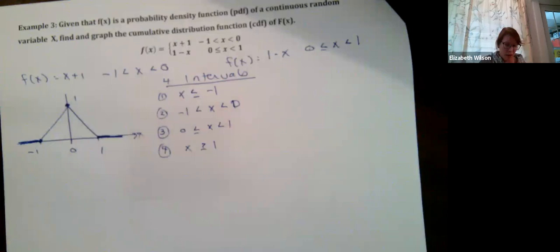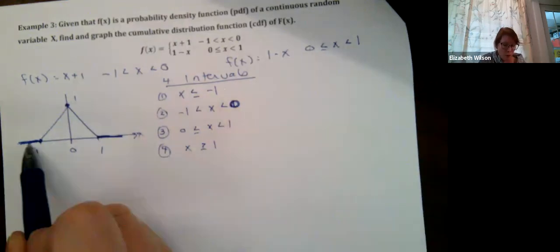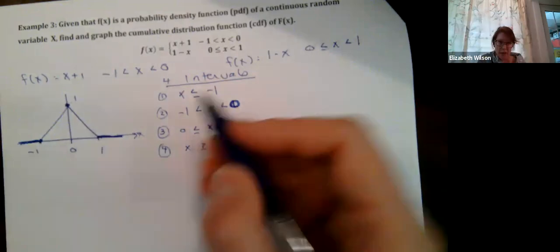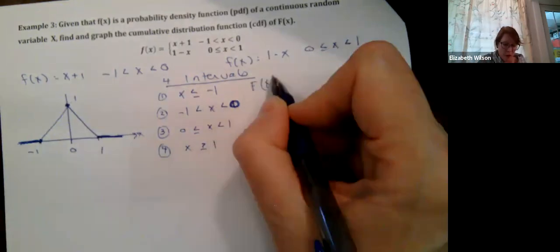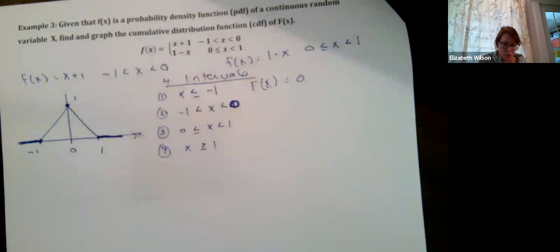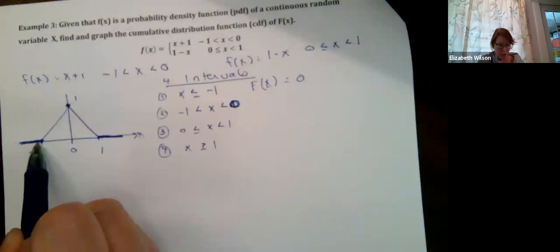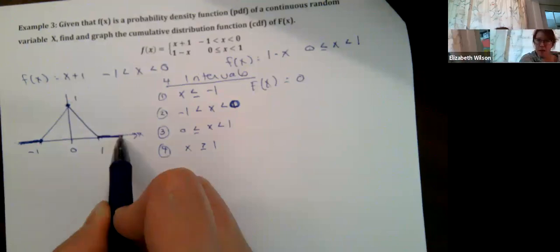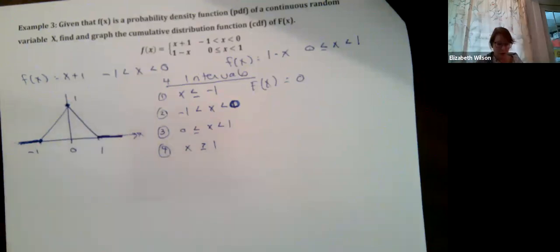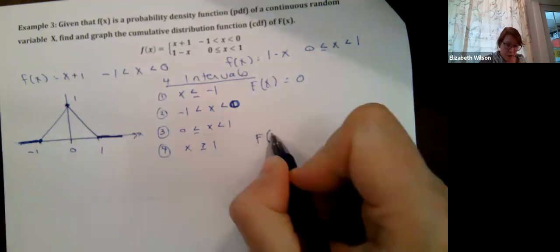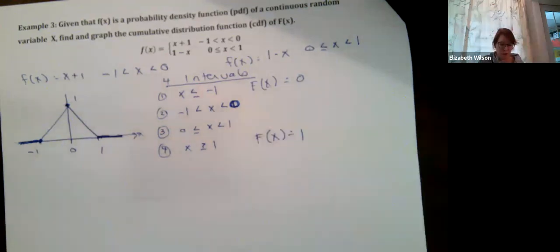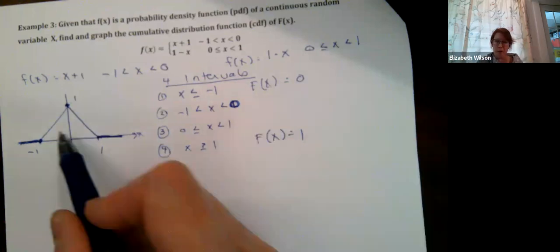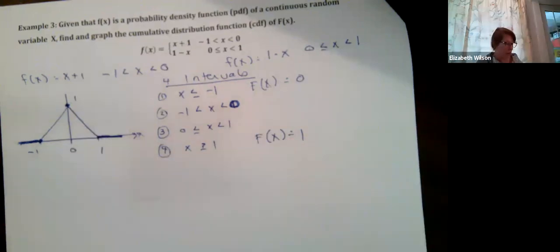Before we've even started our interval of analysis, when x is less than -1, we know our cumulative distribution function is going to be 0. We haven't even started; we have no probabilities to accrue yet. Likewise, when x is greater than 1, we've accumulated everything, so we've already maxed out at that point. So we just need an analysis for this region and this region to figure out our cumulative distribution function.